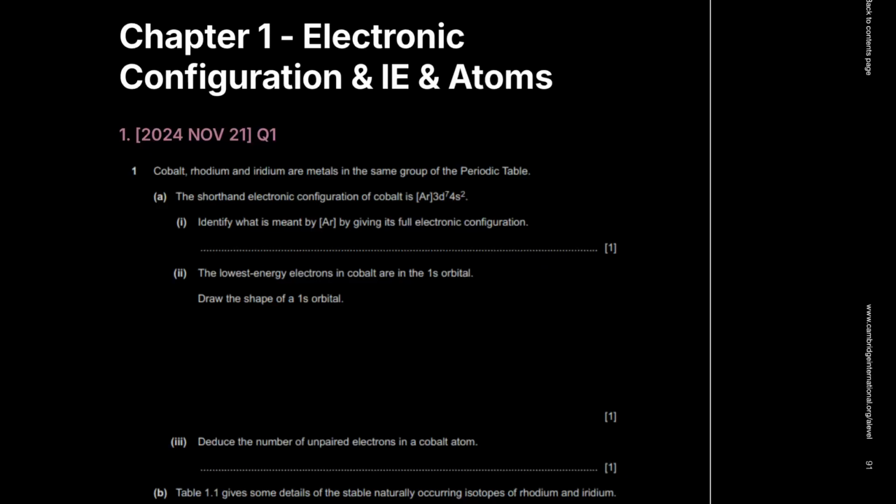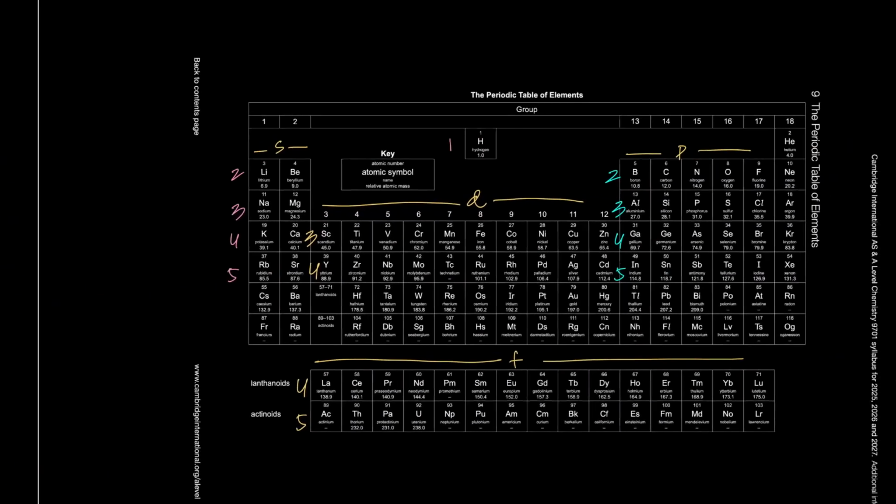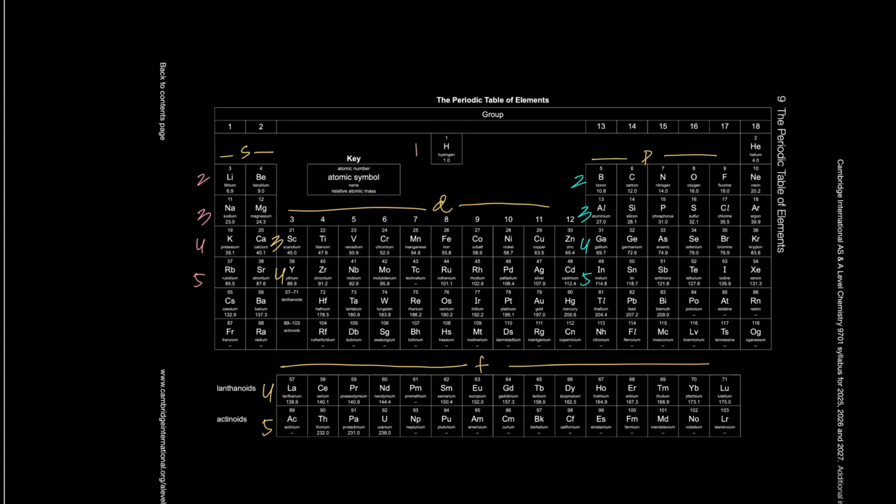Hi guys, so question number one says cobalt, rhodium, and iridium are metals in the same group. Now, what does the same group mean? It means that they will be found in the same vertical column of the periodic table, because that's effectively what a group is. So here you have cobalt, that's rhodium, that's iridium, they belong to the same vertical column. That is good stuff for us, right?